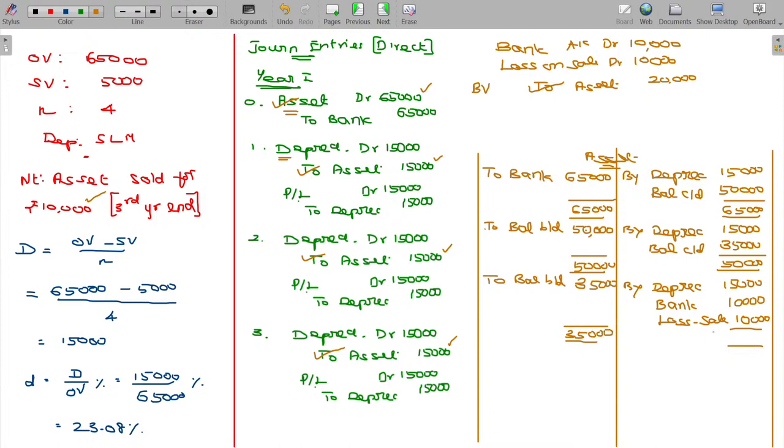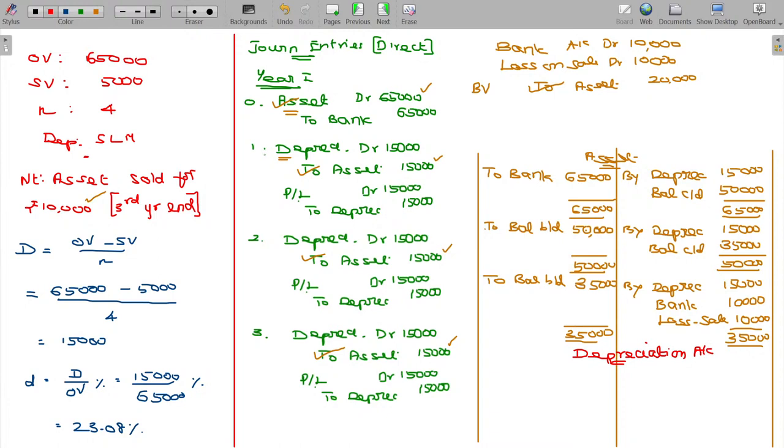35,000. After this, it is better to prepare the depreciation account also. Depreciation is a nominal account. At year end, depreciation will have no balance. It does not appear in the balance sheet.